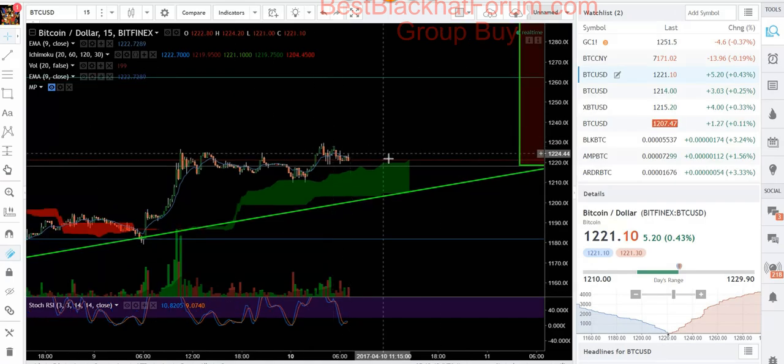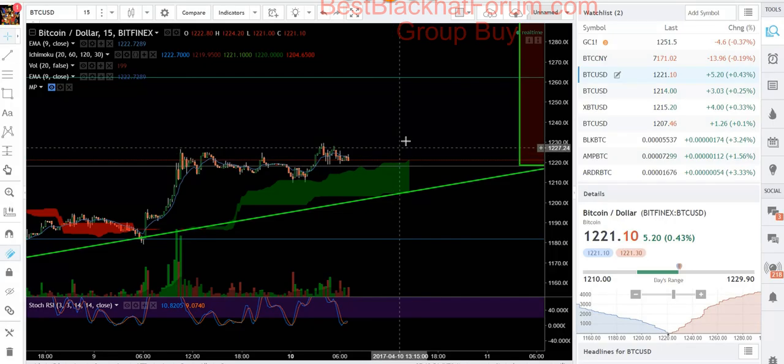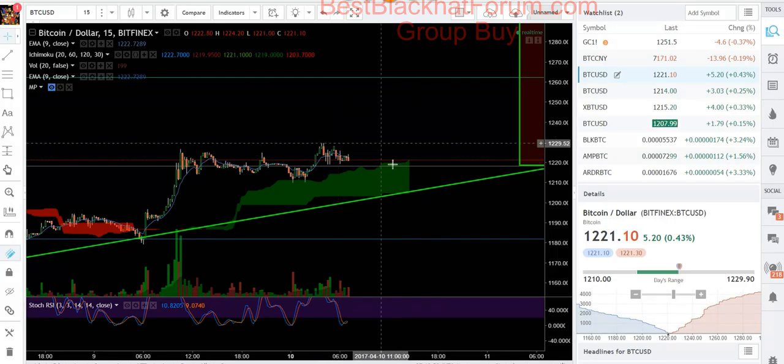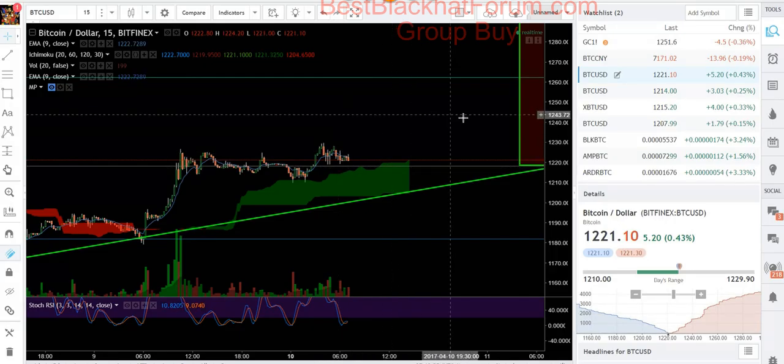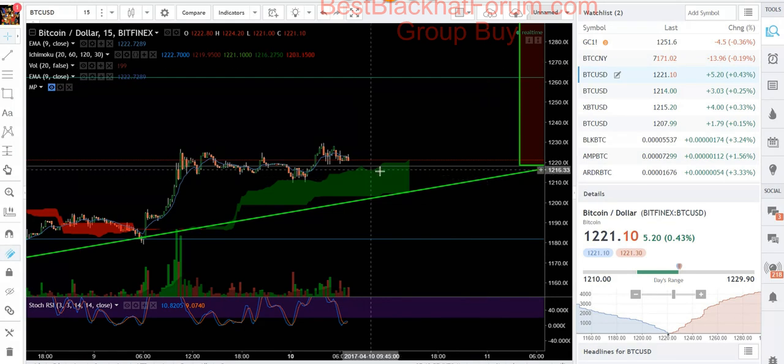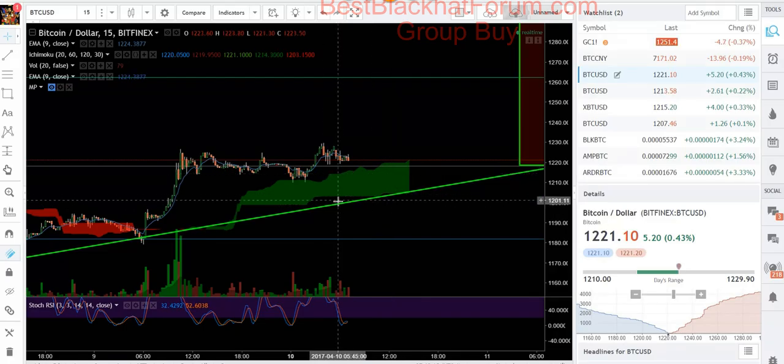So if we get a cloud bounce here, we're most likely going to bounce off of our support and continue on and work our way up. If we start to fall into the cloud, then it starts to get into the unsure zone. Okay, we're not really sure what we're going to do here yet. Is it going to work its way out of the cloud? Is it going to try to bounce off of the support line?